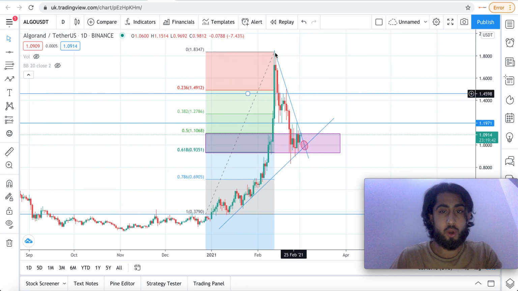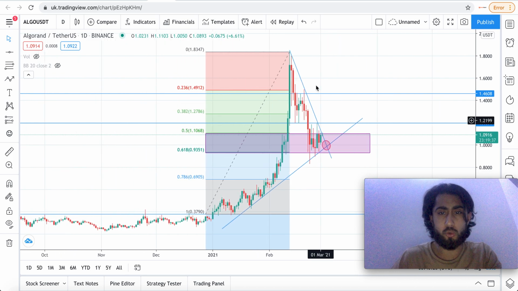Okay, I've drawn another trend line going down from the peak just to show you what's happening there, and you can see from the top, from the peak, it's coming down. It's hit it once, twice, 3 times, and it's testing this region again whilst I'm filming this at the minute.